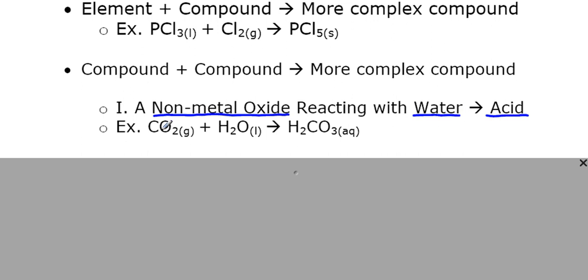So first, what is a nonmetal oxide? Let's make sure we understand what that is. We know what nonmetals are. So any nonmetal that combines with oxygen is classified as a nonmetal oxide. So here you've got carbon dioxide. That's a nonmetal oxide. Here's your water molecule, and it's going to produce your acid. This acid here is carbonic acid.